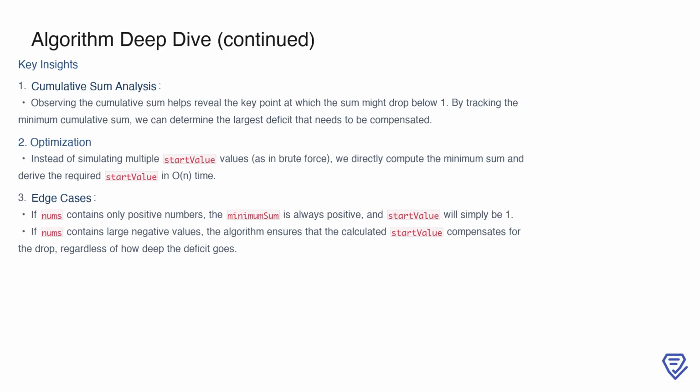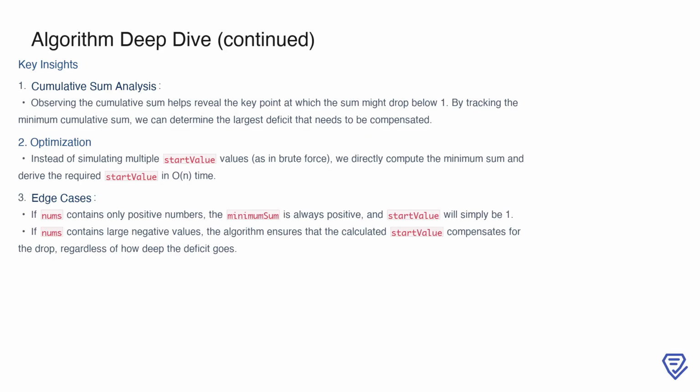This approach is based on a couple of key insights. First, tracking the cumulative sum allows us to identify the exact point where the sum might fall below 1. By keeping track of the smallest cumulative sum encountered, we can calculate how much of a buffer is needed to bring the sum to at least 1. Second, this method is highly efficient. Instead of trying multiple start values, which would be computationally expensive, we directly compute the solution by deriving it from the minimum sum. This reduces the time complexity to O(n).